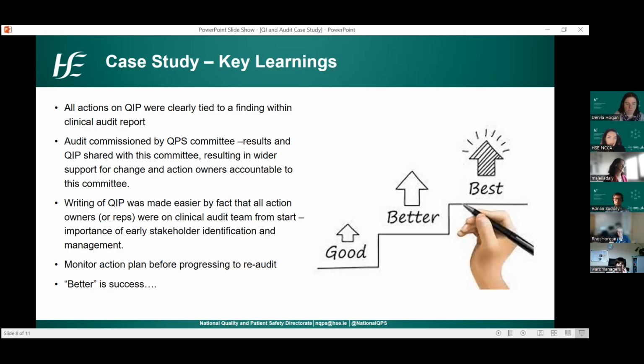The action plan is going to be monitored through the QPS committee before a re-audit is commissioned. And again, as Dervla said, better is going to be defined as success. So if you've got 54% of the future management section being filled in at the minute, if on the re-audit that's gone up to 60, 65 or 70%, we're going to be happy with that, and we know that we're traveling in the right direction.